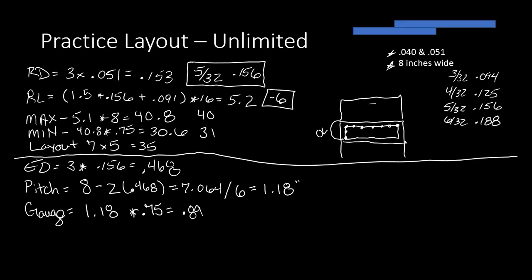Now to see if that fits within our rules. Well, we know 3D right here is 0.468. Both pitch and gauge have to be above that 3D, which they are. Gauge is smaller than pitch, so that fits that rule. Now we just have to see if pitch fits within the 12 times rivet diameter limit. So 12 times rivet diameter is 1.87, so it does fit within that. I can go ahead and use this layout.